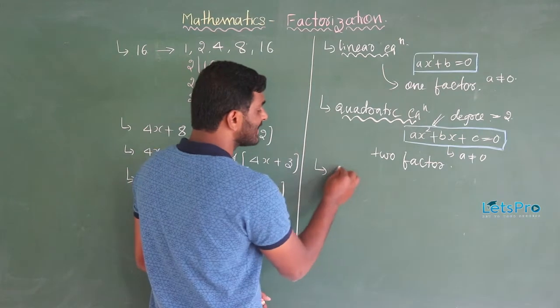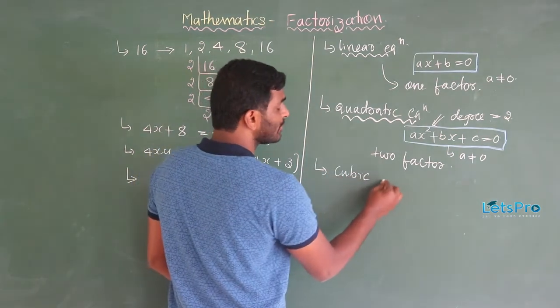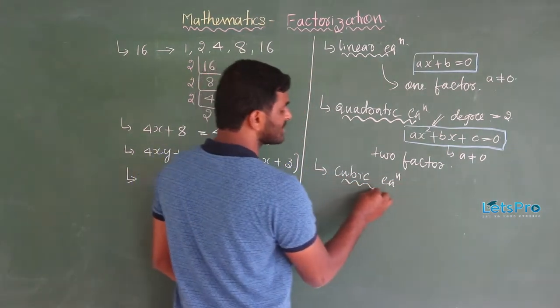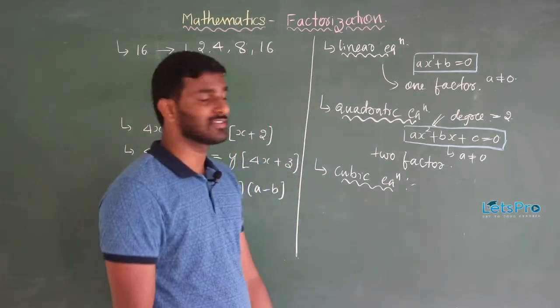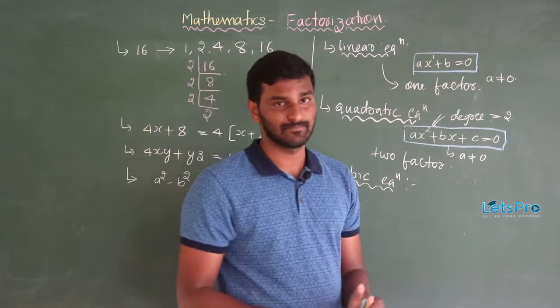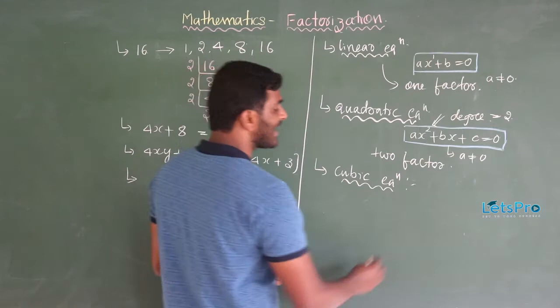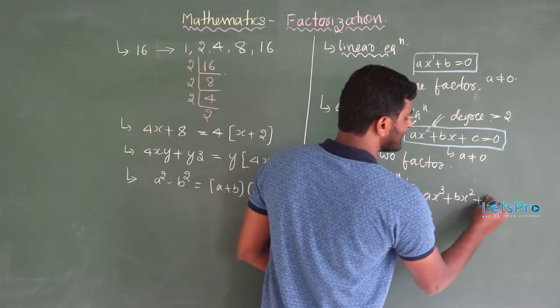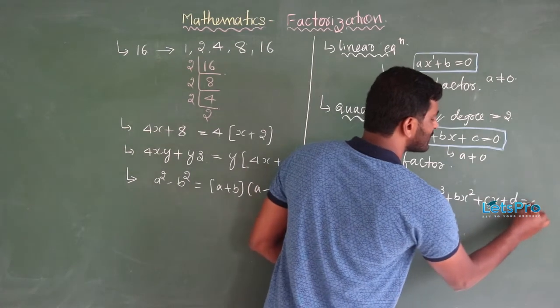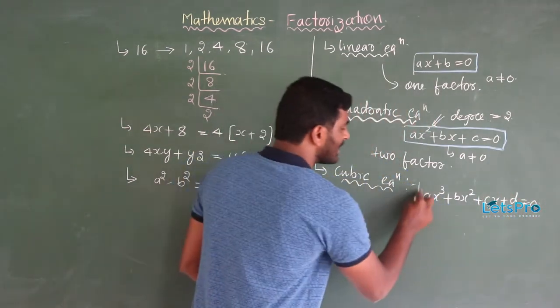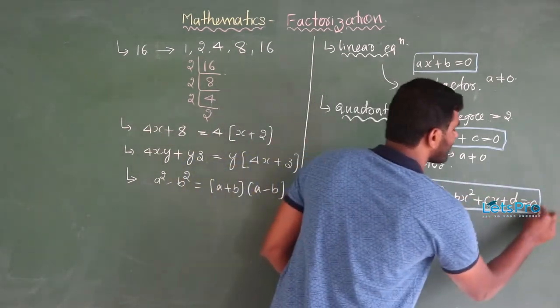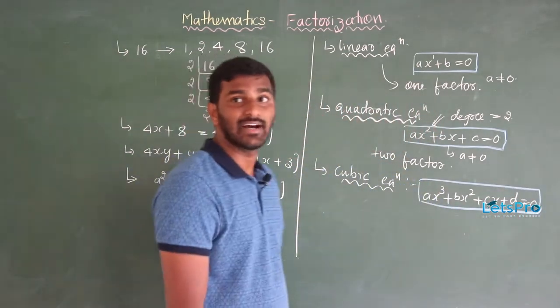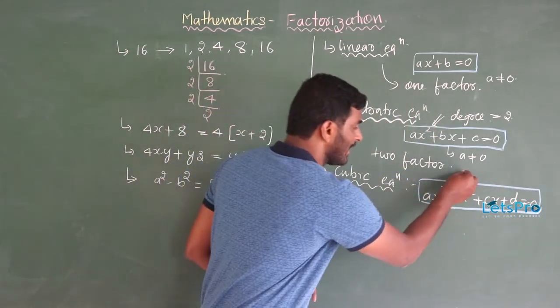What if the highest degree is 3? That is a cubic equation. In a cubic equation, the highest degree is 3. What is the standard form? It is ax cube plus bx square plus cx plus d equals 0. So this is the standard form of a cubic equation. Hence, the highest degree is here.